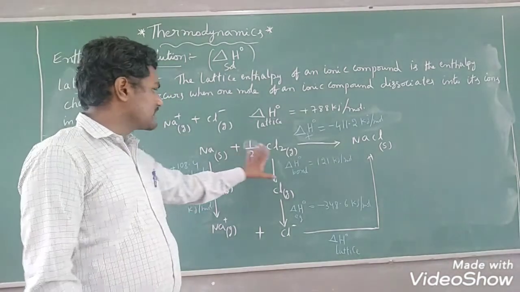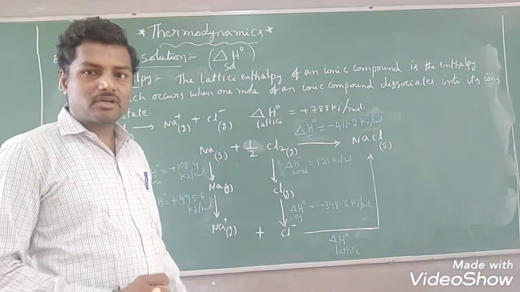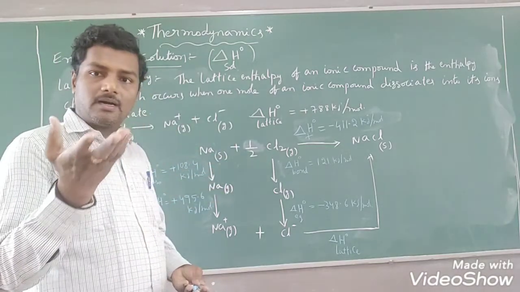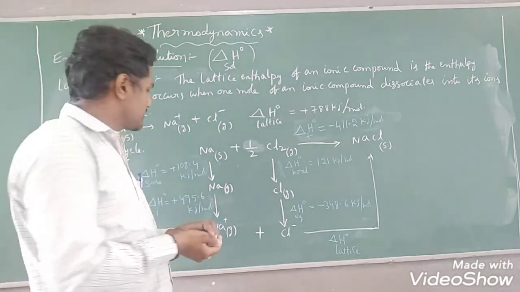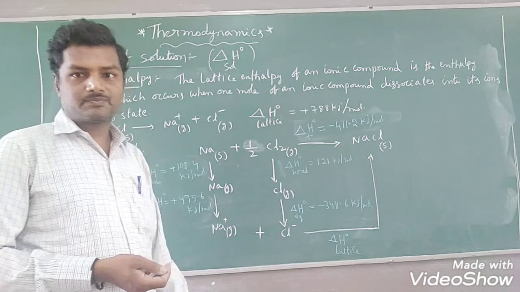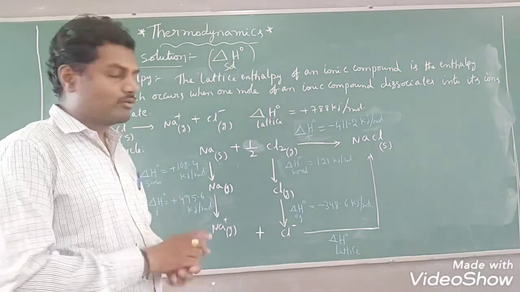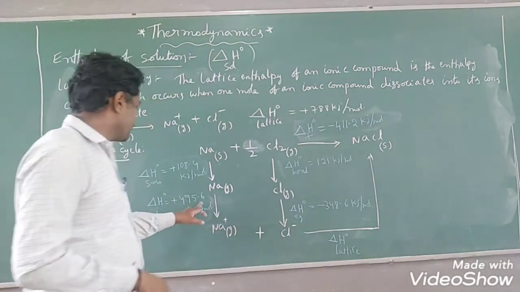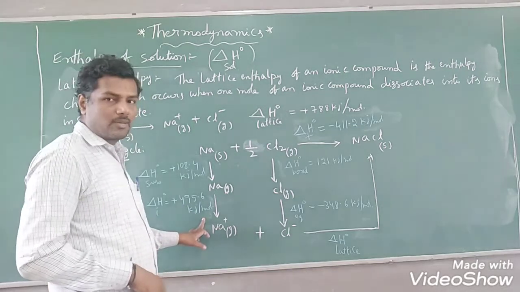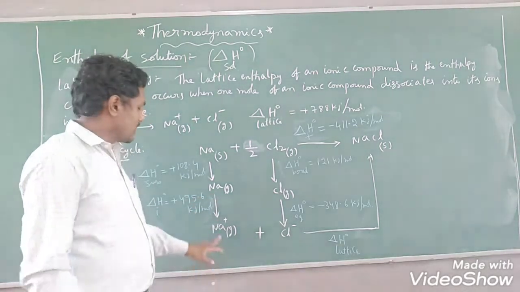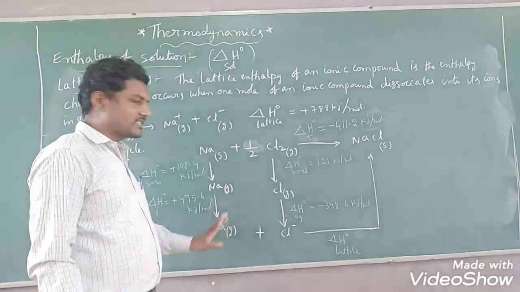These Born-Haber cycle values are important because they will not give them. If it is from a board examination point of view, definitely you have to learn. If it is from a competitive examination point of view, they will give. Don't worry about that. Plus 495.6 kilojoule per mole amount of energy is required to convert sodium to sodium ion. Now we have converted to Na plus gaseous state.